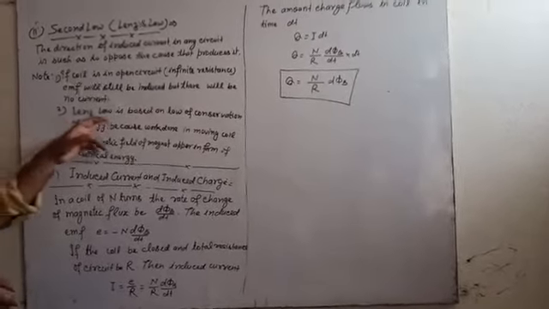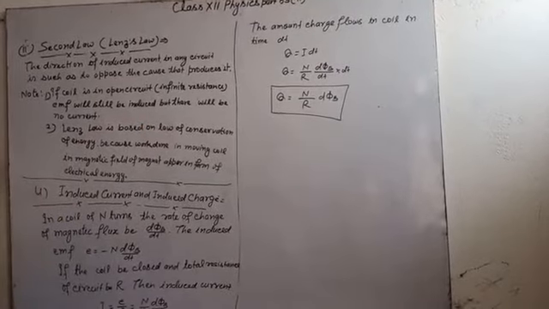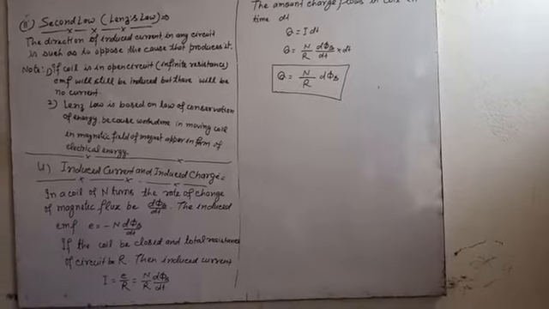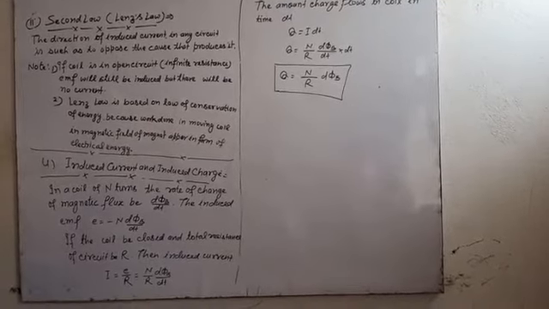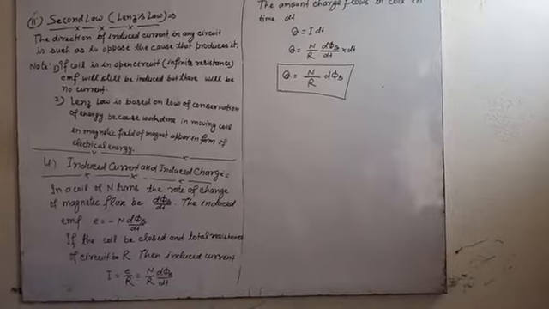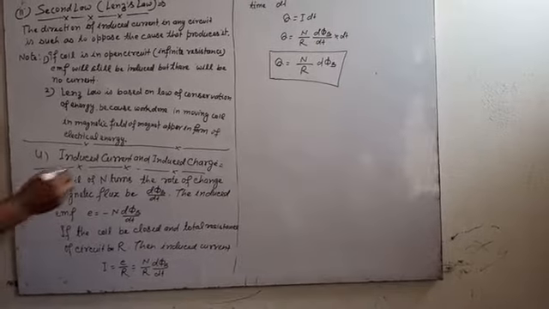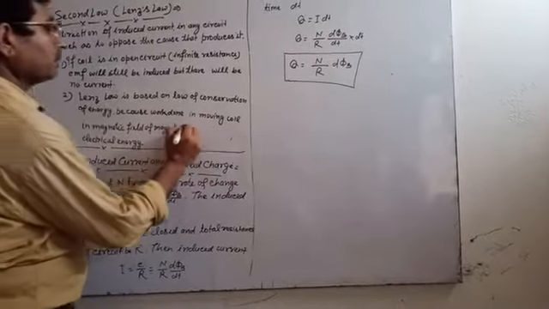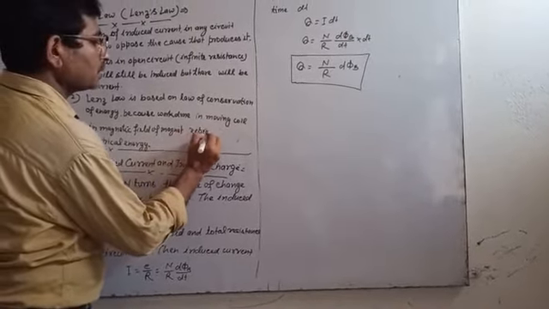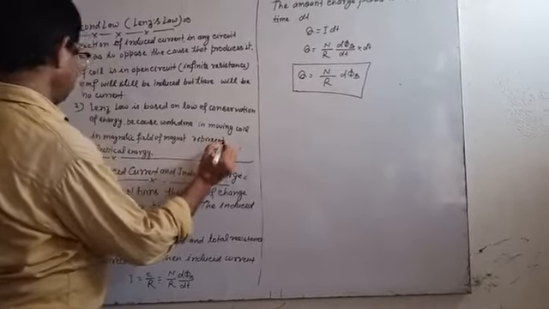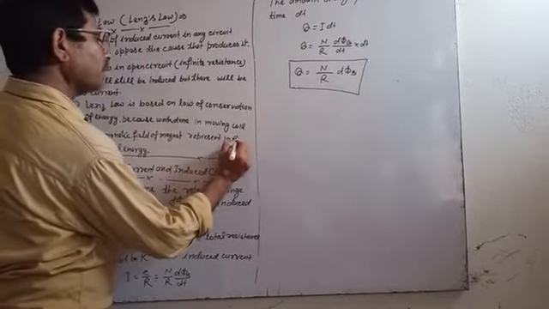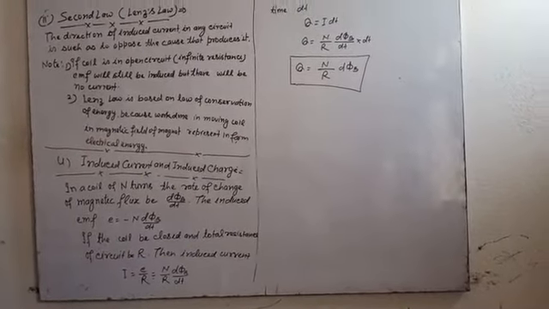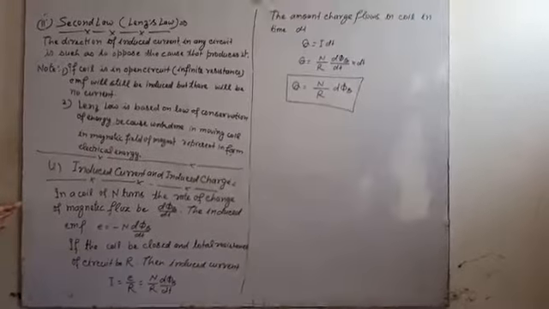Lenz's law is based on the law of conservation of energy, because the work done in moving the coil with respect to the magnet, or the magnetic field produced by the magnet, appears in the form of electrical energy and current flow in the coil.